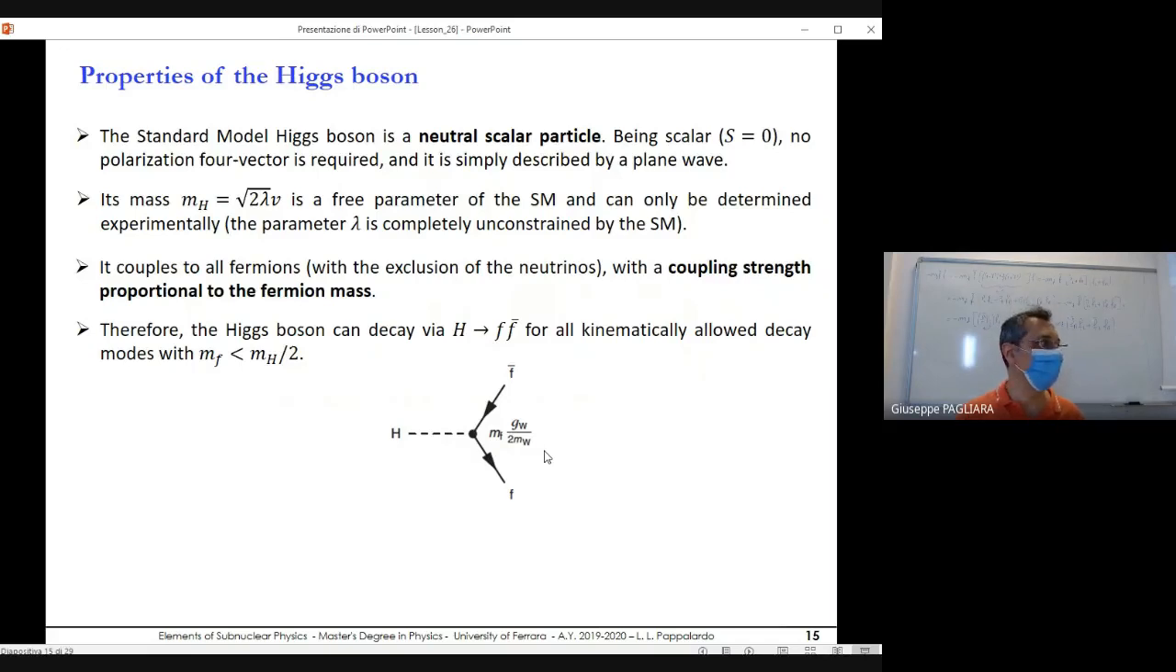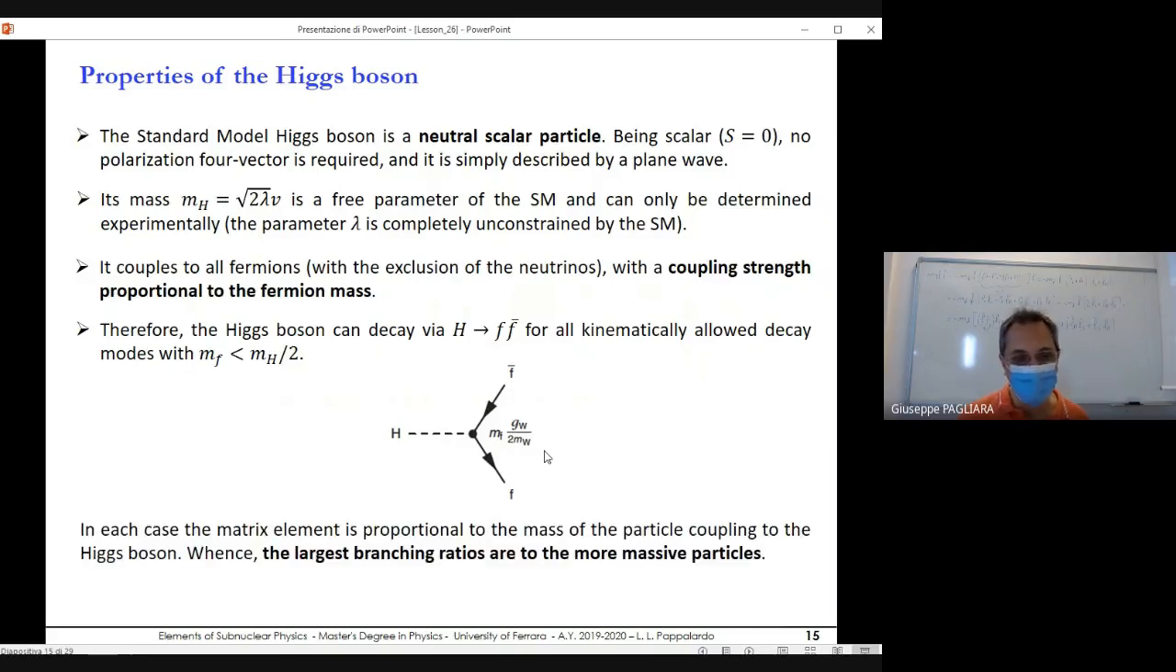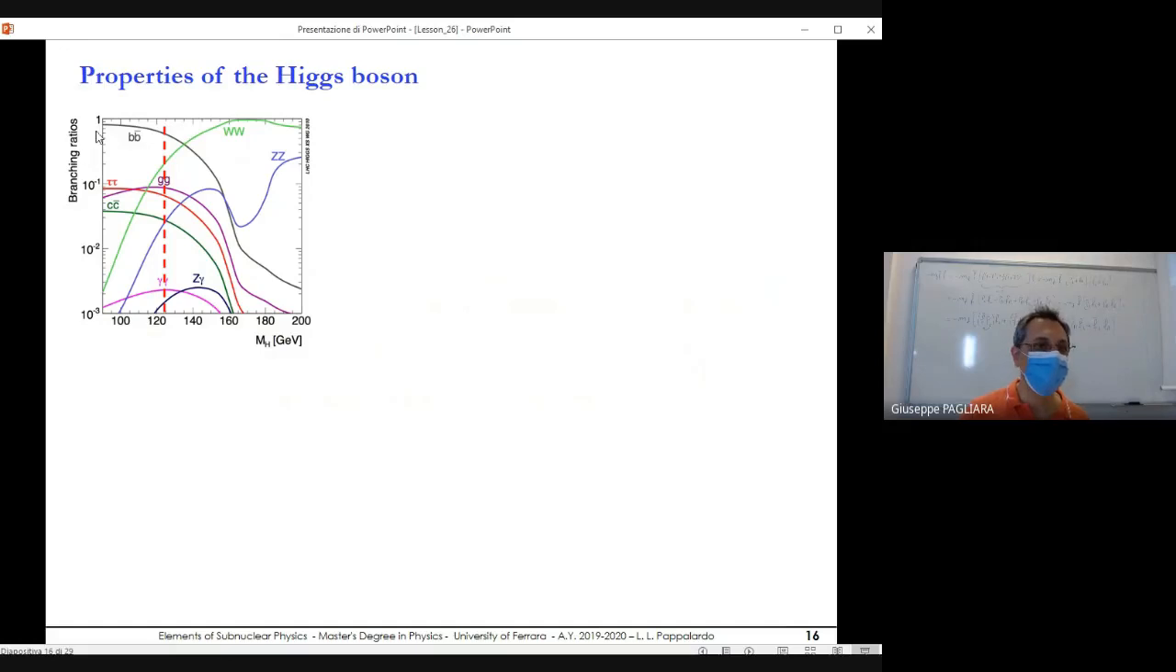So the Higgs cannot decay into top antitop because the top is too heavy. In each case, the matrix element is proportional to the mass of the particle coupling to the Higgs boson, and so the largest branching ratios correspond to the most massive particles. This is how the branching ratio for the decay of the Higgs boson varies as a function of the mass of the Higgs. Suppose we don't know yet the mass of the Higgs. Before 2012, this was actually not known, and this is the way the branching ratio of the decay of the Higgs into different final states depends on the mass of the Higgs itself.